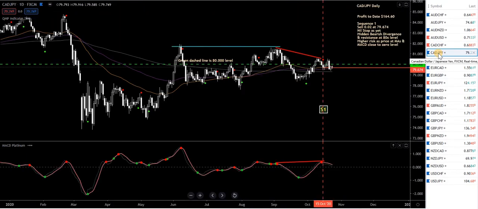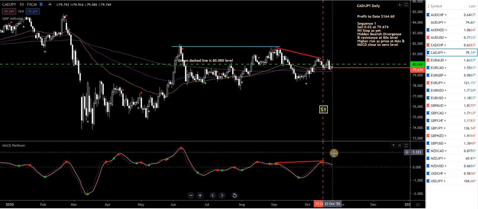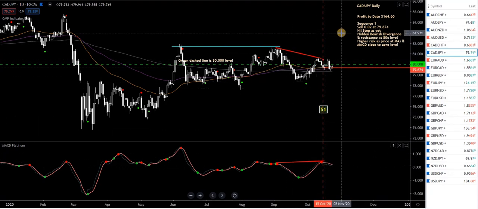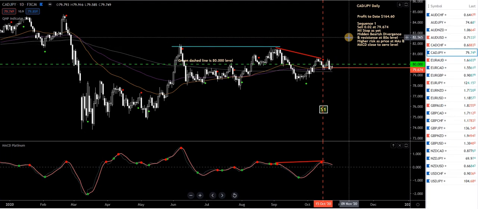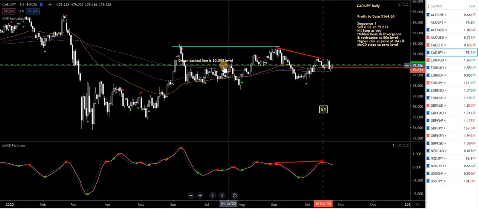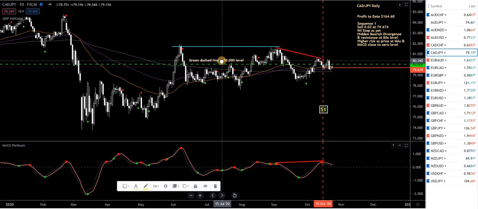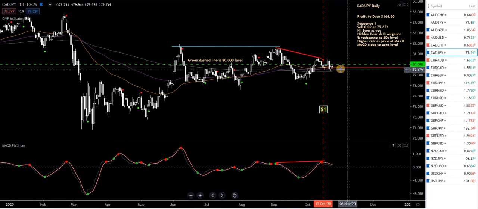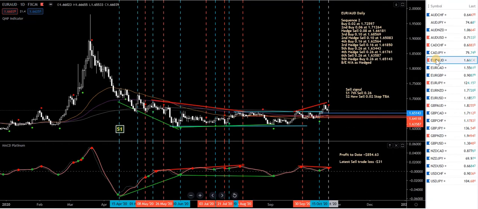Cad Yen, no trade. Oh yeah, I'm in a sell trade, sorry. Sell trade in here. This thing went against me, it's now in my favour. MACD Platinum is still above the 0 level. There's no stop in place. It's based on hidden bearish divergence, as you can see by my notes there. The green line is the 80-cent level, so it's just a big number again, but it's sort of heading in the right direction. It's been a tough week on the daily charts.